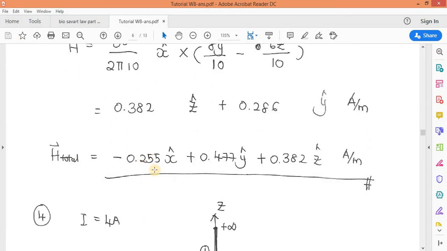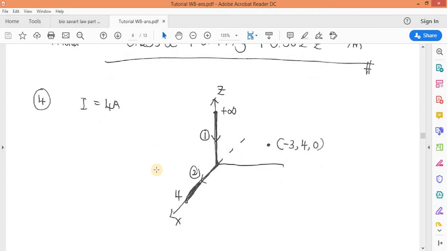Let's look at the drawing. It will be something like this. So the current filament from the positive infinity of the z-axis extends until it stops at the origin, and it bends towards the positive x-axis direction and stops at point (4, 0, 0). The current is 4 ampere, and the observation point is this one, (-3, 4, 0).